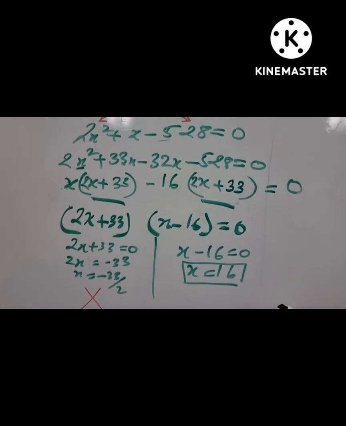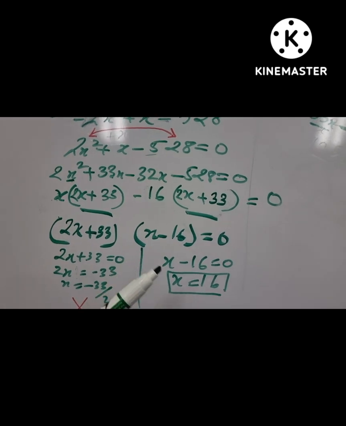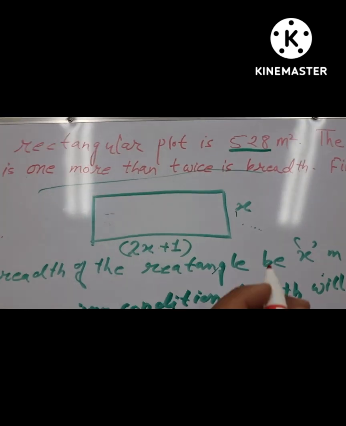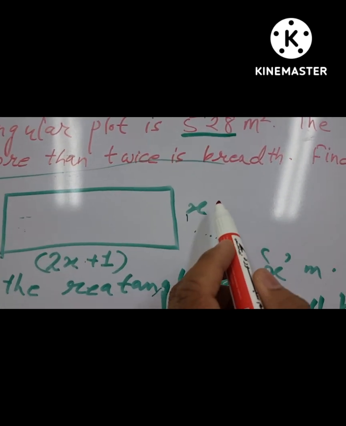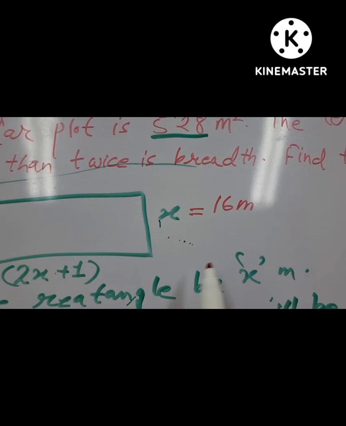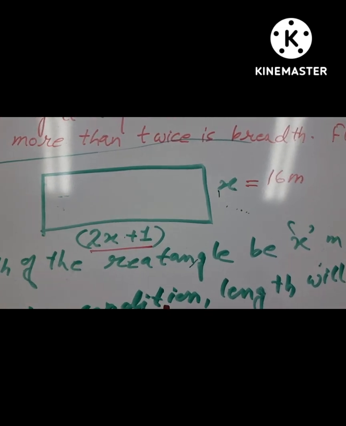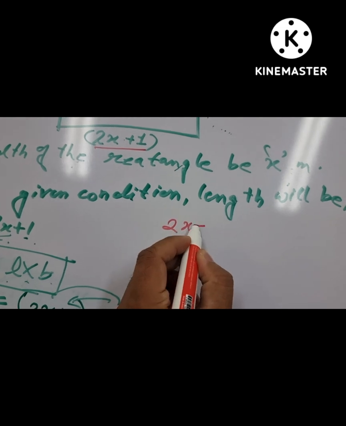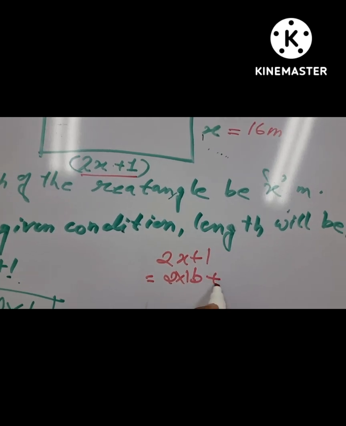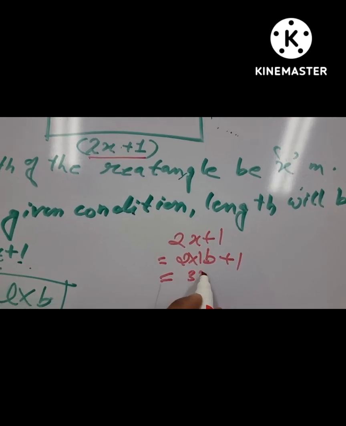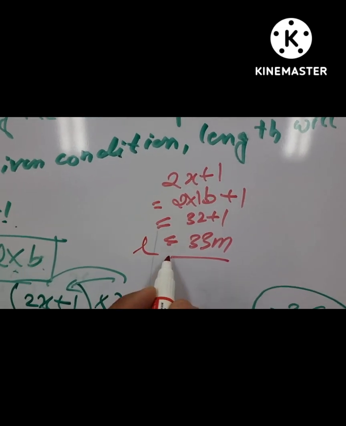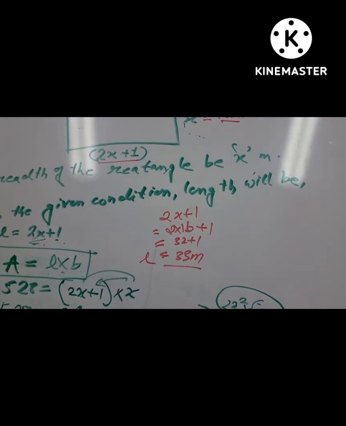Okay, so we have calculated or solved x. Now the question was to find length and width. So we are going to plug in over here. X will be, means the breadth will be 16 meters and length will be this thing 2x plus 1. So we can plug in over here 2x plus 1 means 2 times 16 plus 1. So 2 times 16 is 32 plus 1, that is 33 meters. So length is 33 meters and width is 16 meters.